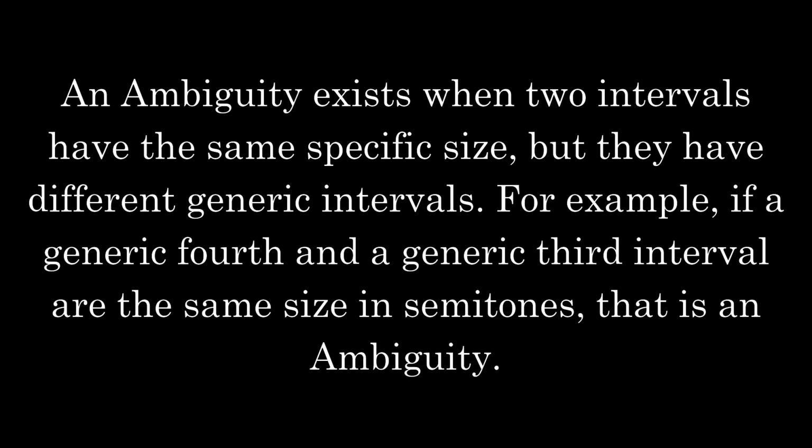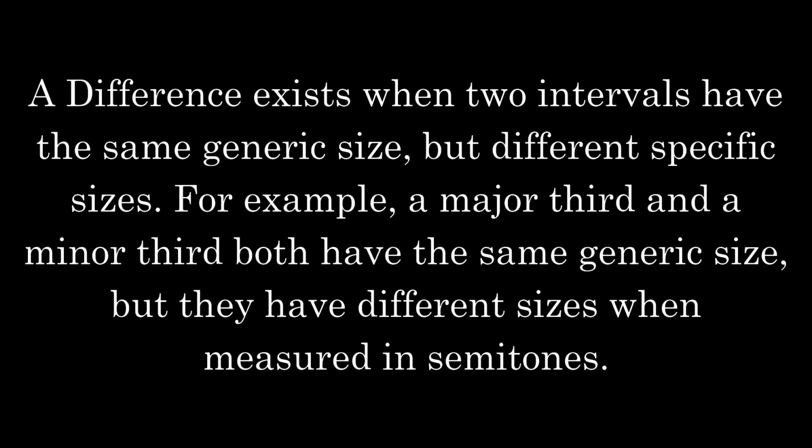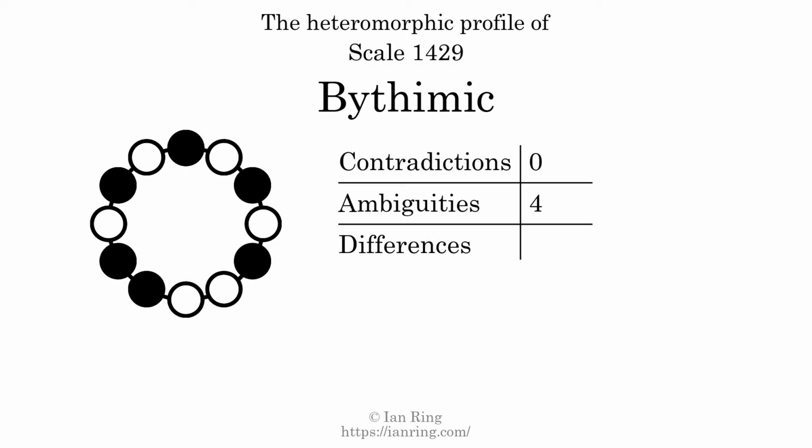An ambiguity exists when 2 intervals have the same specific size, but they have different generic intervals. For example, if a generic fourth and a generic third interval are the same size in semitones, that is an ambiguity. The number of ambiguities in this scale is 4. A difference exists when 2 intervals have the same generic size, but different specific sizes. For example, a major third and a minor third both have the same generic size, but they have different sizes when measured in semitones. The number of differences in this scale is 45.